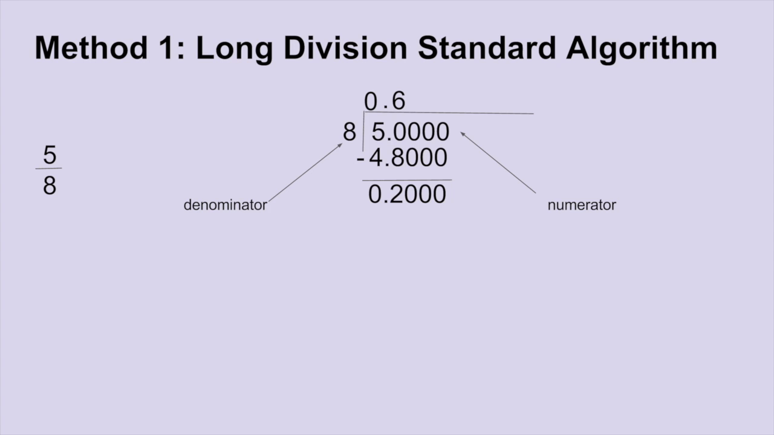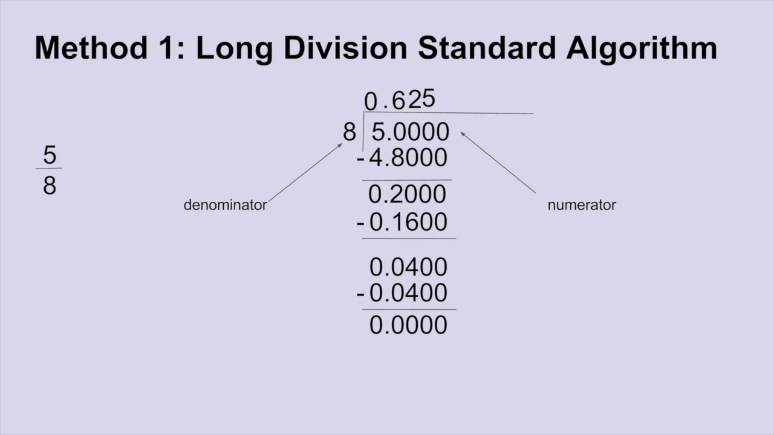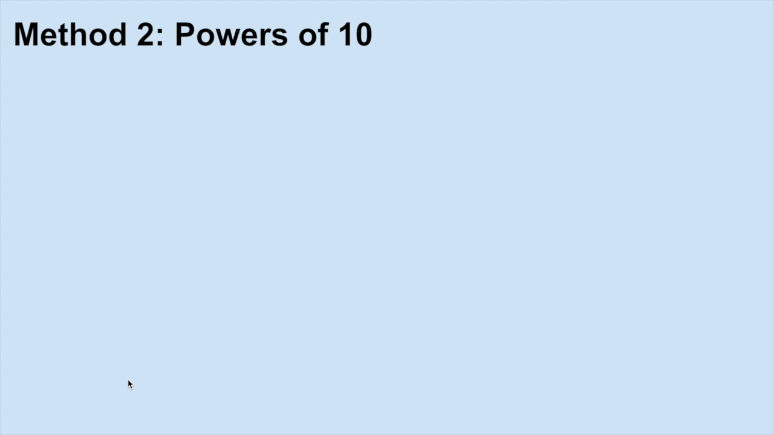8 goes into 20 hundredths, 2 hundredths times. So 2 hundredths times 8 is 16 hundredths. We subtract, and our difference is 4 hundredths. 8 goes into 40 thousandths 5 times. 5 thousandths times 8 equals 40 thousandths. We subtract, and we get 0. Once you get 0 here, you have completed the standard algorithm for long division. So the fraction 5/8 is equal to 625 thousandths.